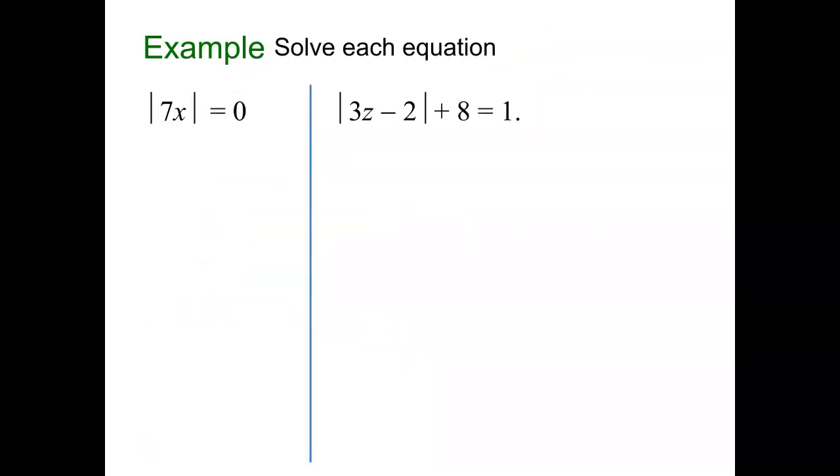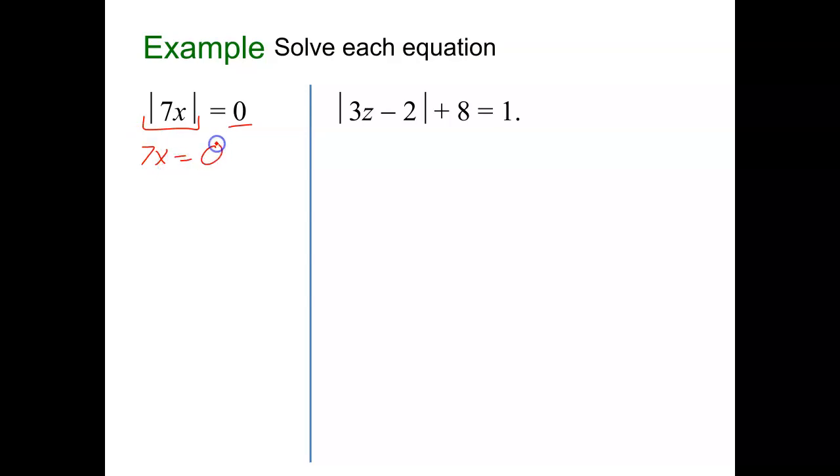Now, most of the time we get 2 answers. All right? But 0 doesn't have a positive and a negative. Remember that this is saying, okay, whatever's in this chunk, take the absolute value. The absolute value is distance from 0. Well, how far away is 0 from 0? 0. So this is the only time that we're going to get one answer, if our absolute value is set equal to 0. If that's the case, we're only going to get one answer.